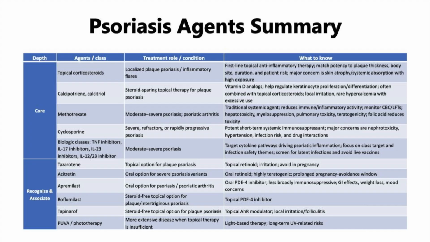So retinoids such as topical tazarotene and oral acitretin are highly teratogenic, with acitretin requiring an especially prolonged pregnancy avoidance period. Apremilast is an oral PDE4 inhibitor associated with gastrointestinal effects, weight loss, and mood concerns. Phototherapy treats more extensive disease but carries cumulative ultraviolet light risks.